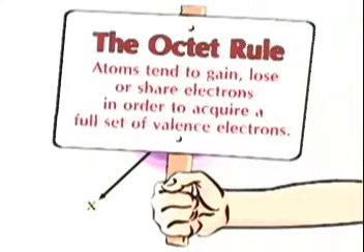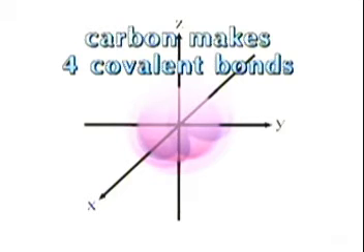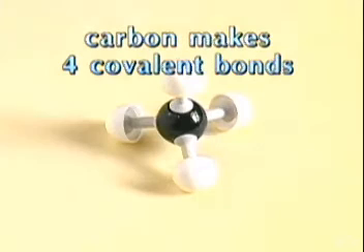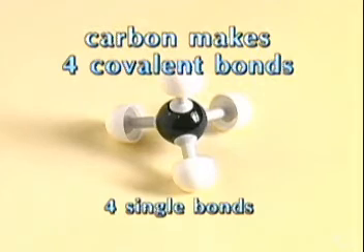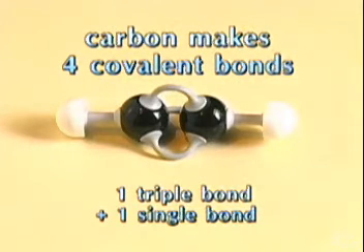The octet rule says that atoms tend to gain, lose, or share electrons in order to acquire a full set of valence electrons. A carbon atom usually satisfies the octet rule by making 4 covalent bonds with other atoms. These bonds can be 4 single bonds, a double bond and 2 single bonds, or a triple bond with 1 single bond. Carbon is the only element that has the ability to bond in such a variety of combinations.